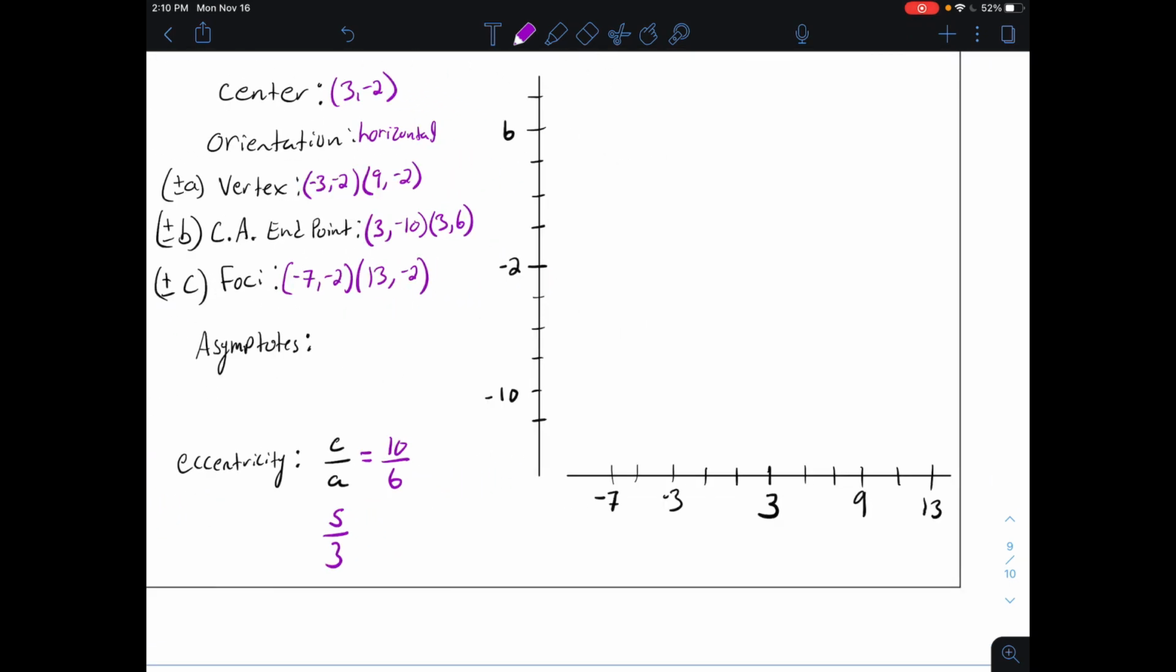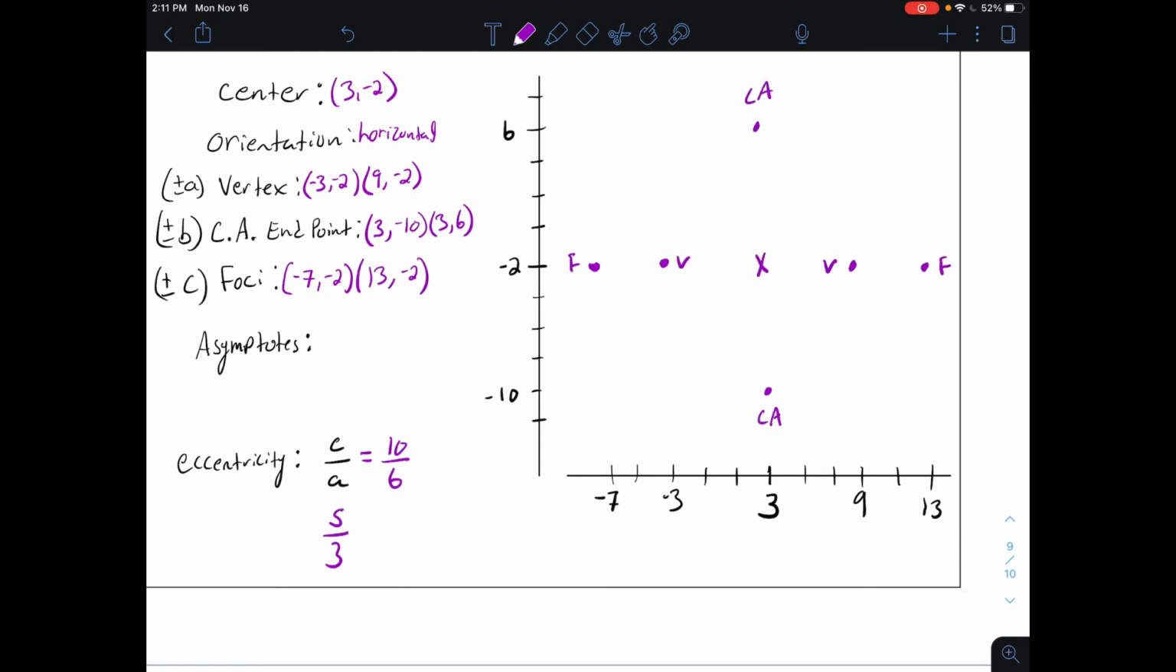All right, we'll start by graphing our center. We have a center at 3, -2. I'll put a little x right there. We have a vertex at -3, -2, so I'll put a dot there with a little v, and we have another one at 9, -2. We have foci at -7, -2, and 13, -2. Notice how all those are on the same line, the focal axis. We have conjugate axis endpoints at 3, -10, so I'll say CA, and at 3, 6.